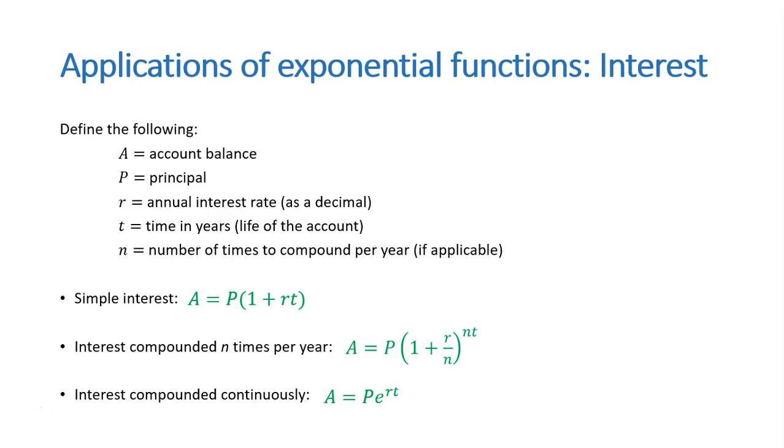So you start inside your parentheses, you simplify that first, then you apply an exponent. Only after the exponent has been applied to everything in parentheses can you then multiply by whatever P is represented by out front. So just make sure to pay attention to that. Order of operations always applies, and it's especially important for a problem like this.